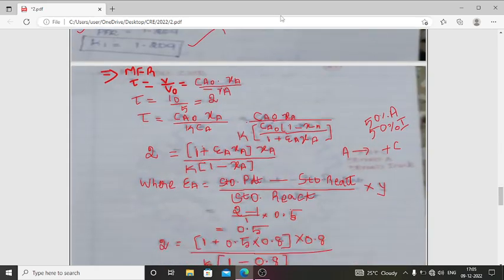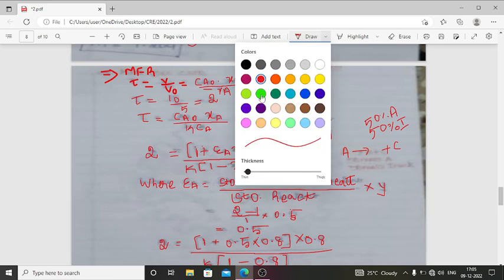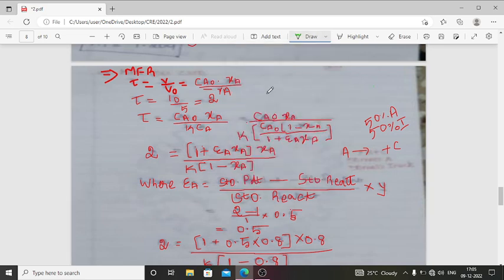Second reactor is a MFR. So here this is the MFR. So in this section, tau is equal to V by V naught is equal to Ca naught into Xa by minus Ra. Values are given. Take V and V naught value: V is 10, V naught is 5. So that is equal to 2.